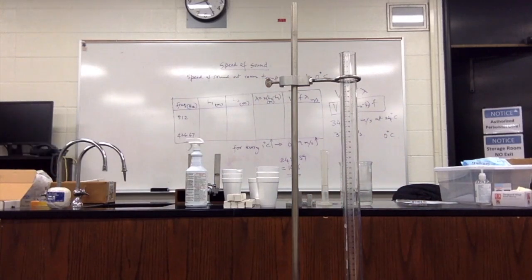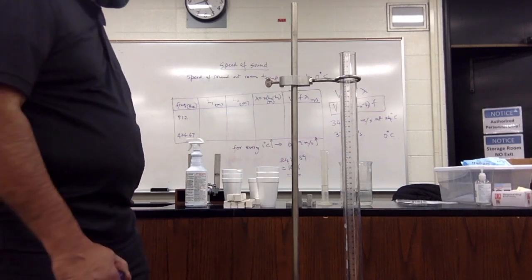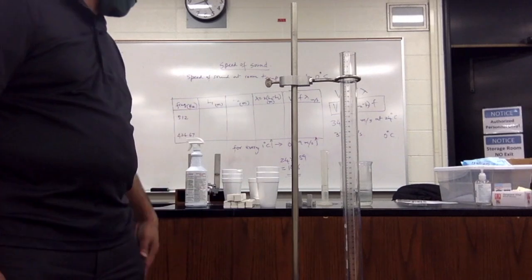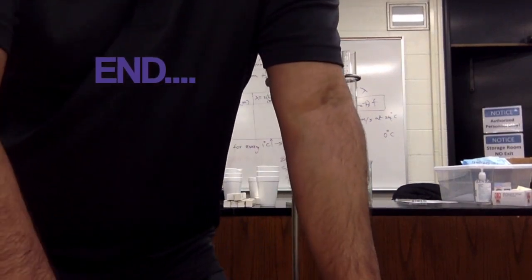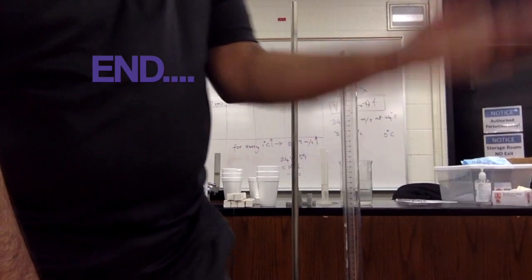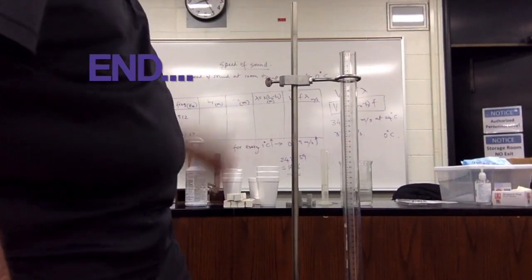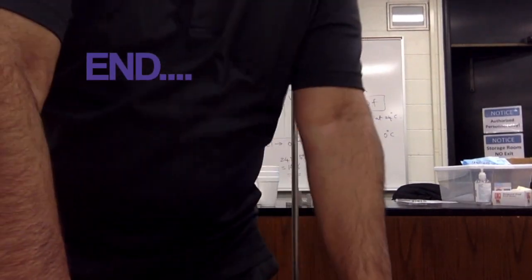So the speed of sound at room temperature we found to be approximately 340, and then we found that the speed of sound at 0 degrees Celsius is 326 meters per second, which is supposed to be 330. And complete your lab report with these things, precautions and conclusions, and that's it.